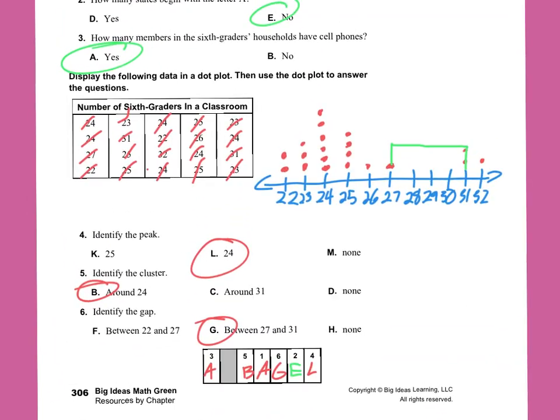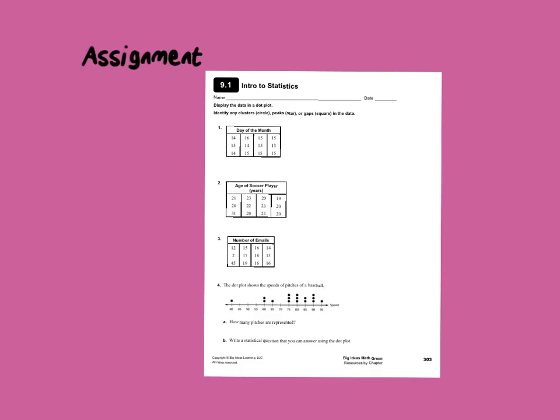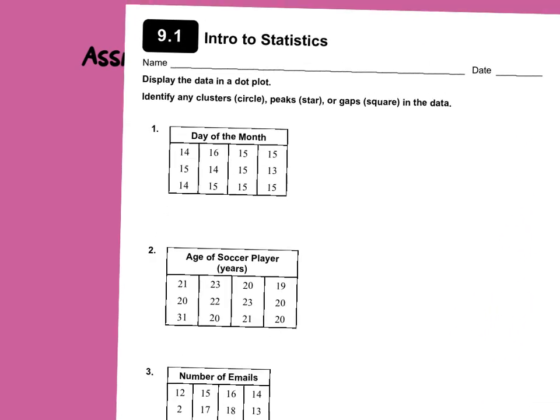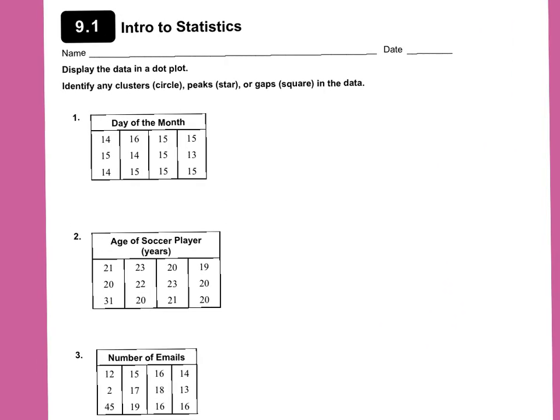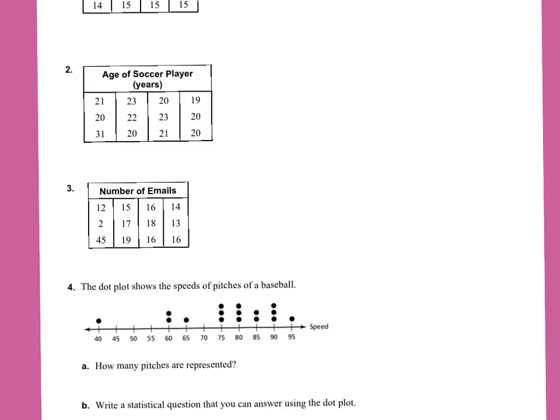All right, let's move on to your assignment now. Okay, so here's your assignment. It wants you to do a couple of things here. First of all, you have to make your own dot plots for this data. Then identify any clusters. So you're going to put a circle around your clusters, a star by your peak, and a square around your gaps. You're also going to answer these in Go Formative. The instructions on how to answer these in Go Formative are there for you to look at. You're going to do that for all 3 of those.